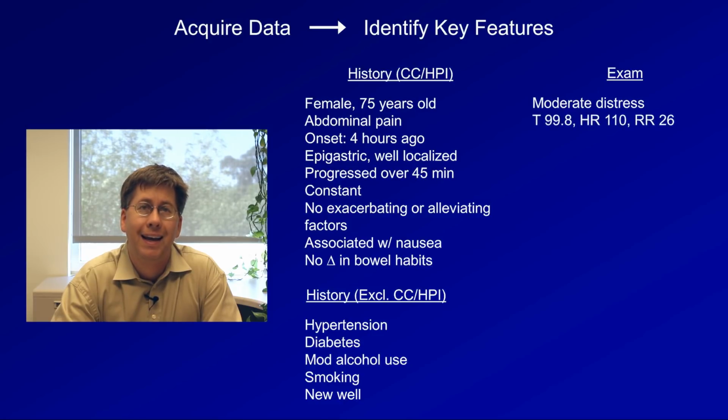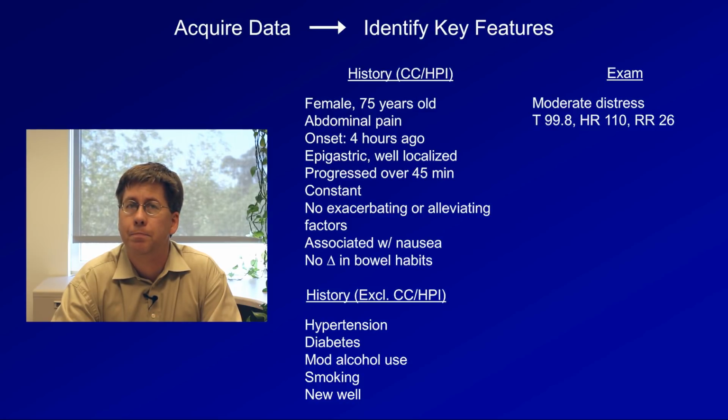HEENT exam reveals normal oropharynx but poor dentition. Her neck is supple, without bruits and without lymphadenopathy. Her chest is clear to percussion and auscultation bilaterally. Her cardiac exam has a regular tachycardia, hyperdynamic sounds, no S3 or S4, and no murmurs. Her JVP is undetectable at either 45 degrees or when she's completely supine.